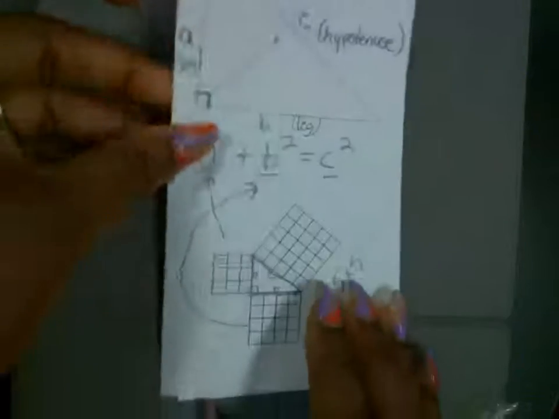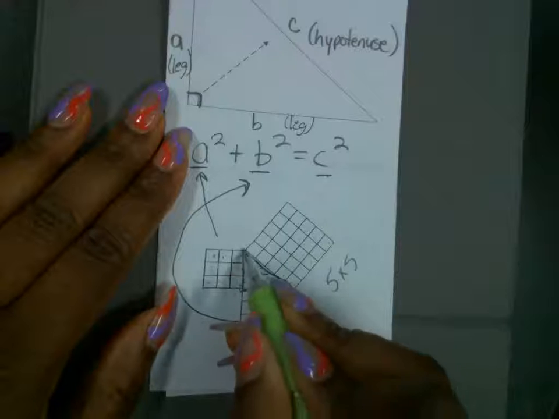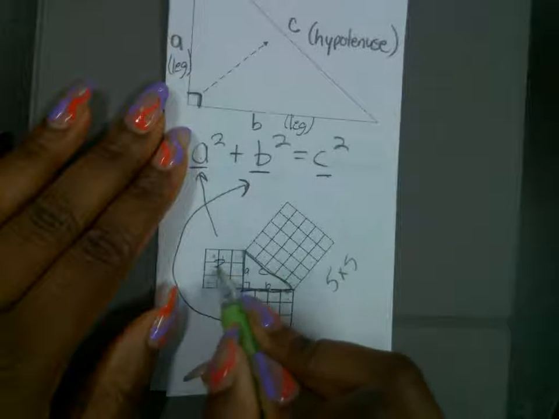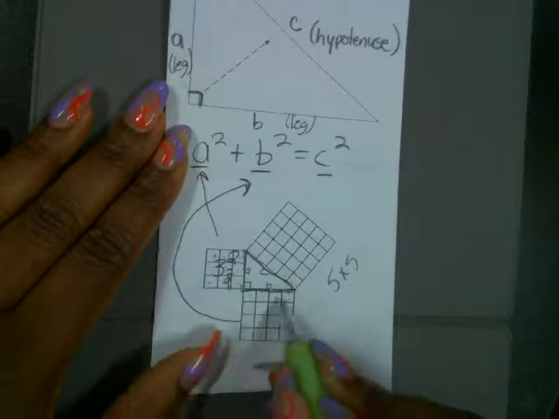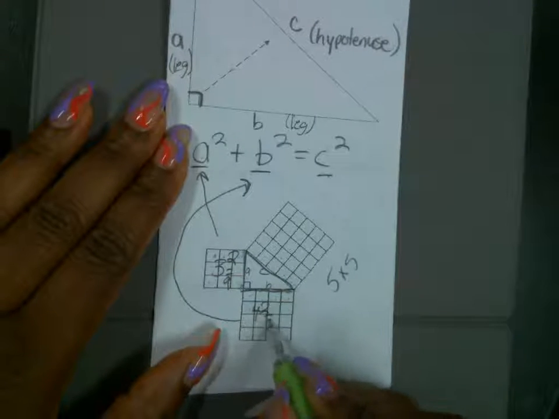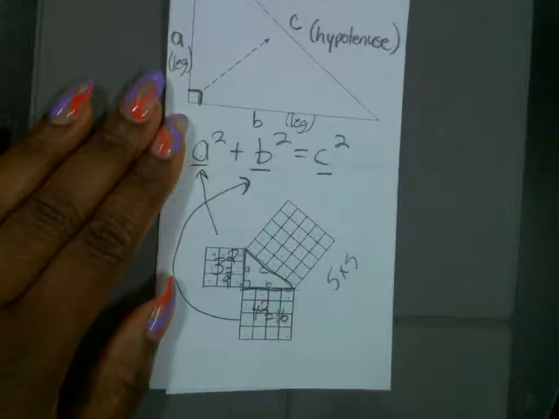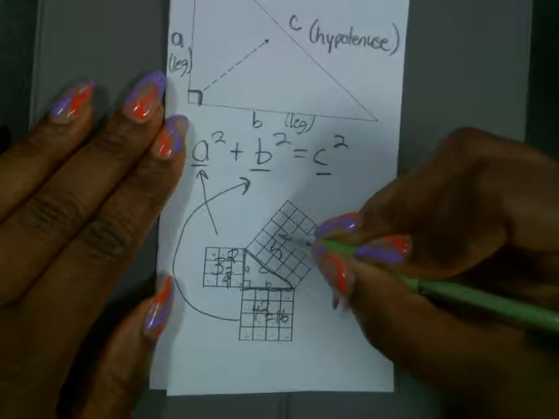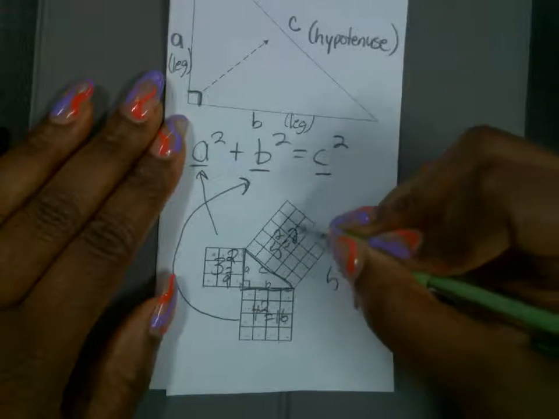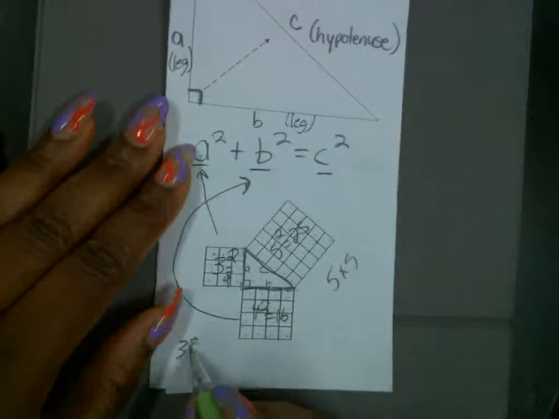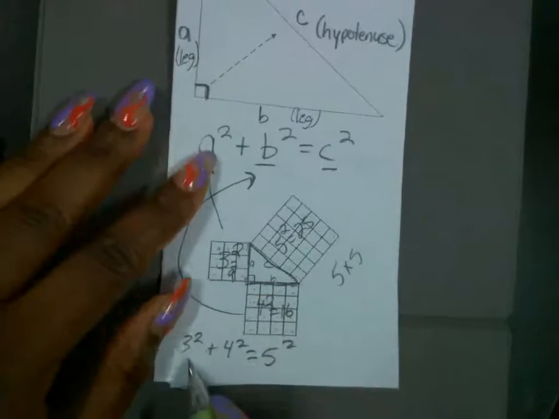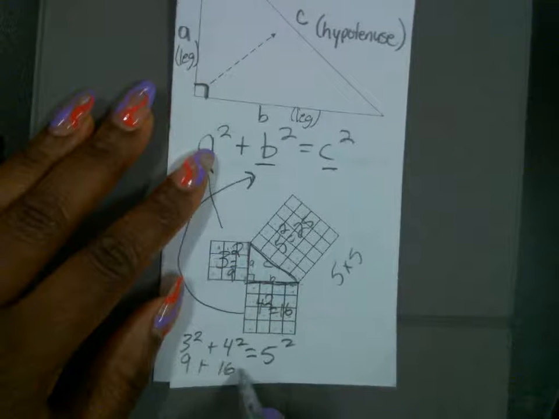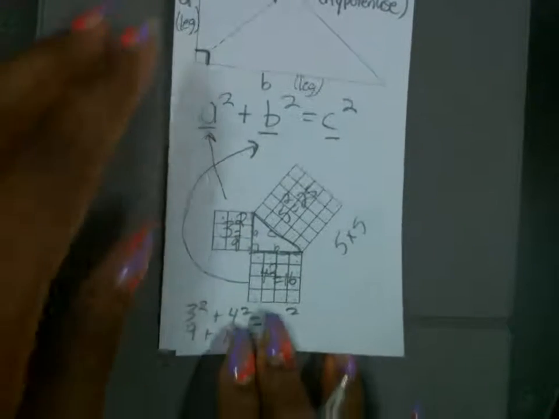So this is, I'm going to write this down for you. This side is 3 squared, which is equal to 9. This is 4 squared, which is equal to 16. And this length is 5 squared, which is equal to 25. And that's true. 3 squared plus 4 squared is equal to 5 squared. This is 9 plus 16 is equal to 25.